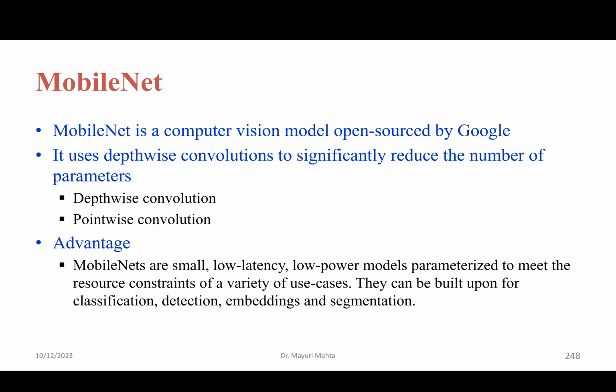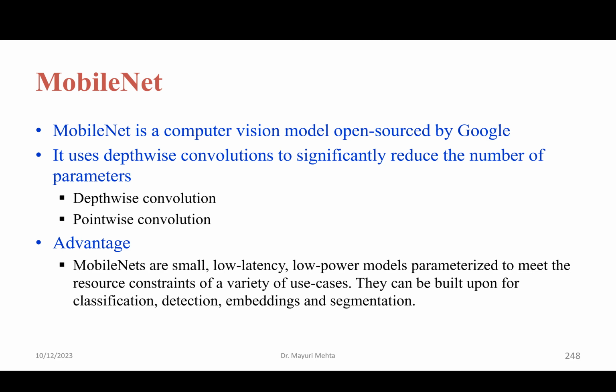MobileNet is a class of convolutional neural network that was open sourced by Google. Now remember, ResNet was proposed by whom? Microsoft. MobileNet was proposed by whom? Google. And that's why it came with TensorFlow, because TensorFlow was proposed by Google. So MobileNet therefore provides an excellent starting point for training classifiers that are small and fast.